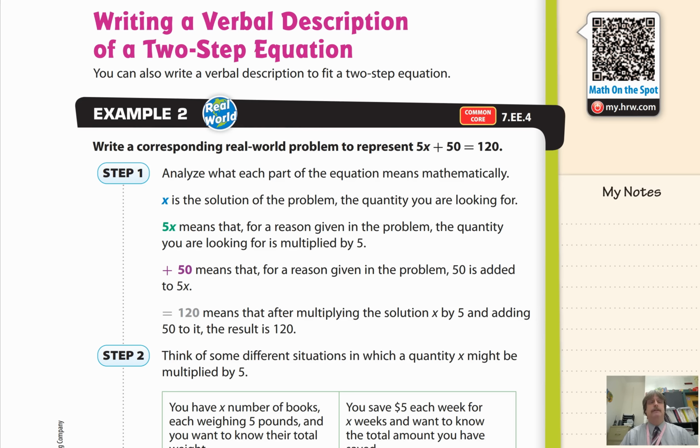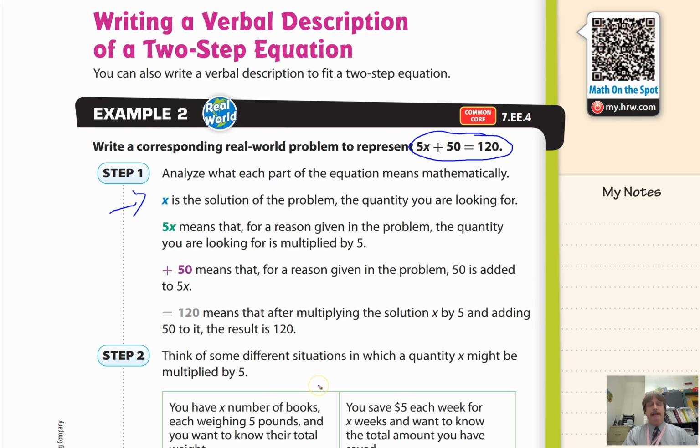In this section, it talks about writing a verbal description of a two-step equation. So in this example, take 5x plus 50 equals 120. Now you're going to be kind of creative here, trying to put words to this. They go through and give you an example. So x is a solution, a quantity you're looking for. 5x means the quantity you're looking for is multiplied by 5. Plus 50 means you're going to add 50 to that. And then the total is going to be 120.